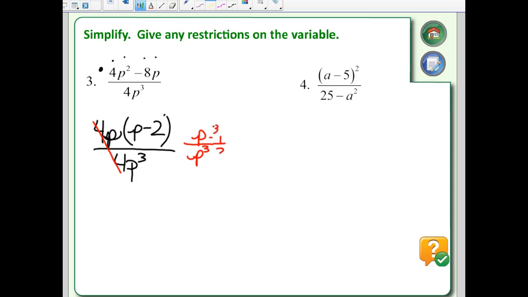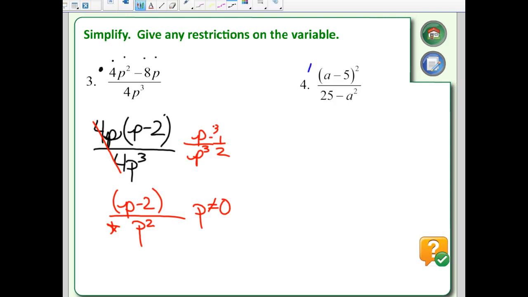3 minus 1 is 2. And remember, we put the answer back where the bigger exponent is. So we've got p minus 2 left in the numerator over p squared. And because we've got that letter variable in the denominator, my restriction is that p cannot equal 0. Good job. Okay, number 4.